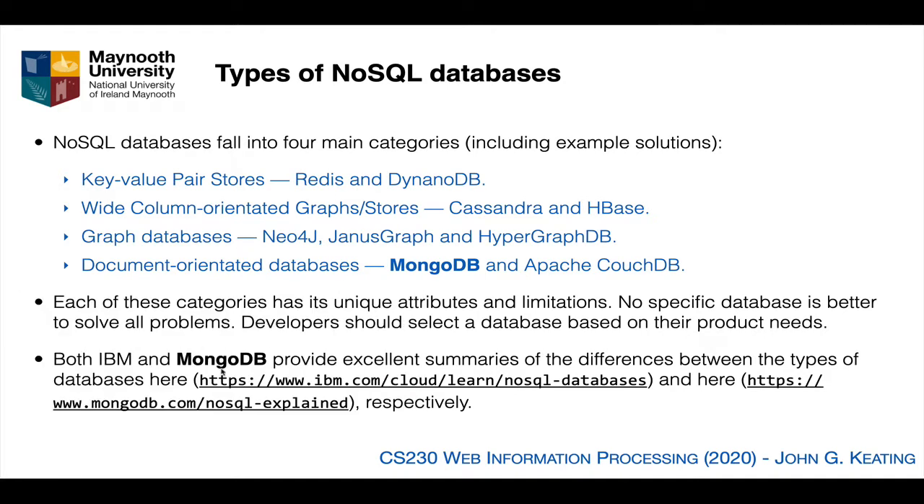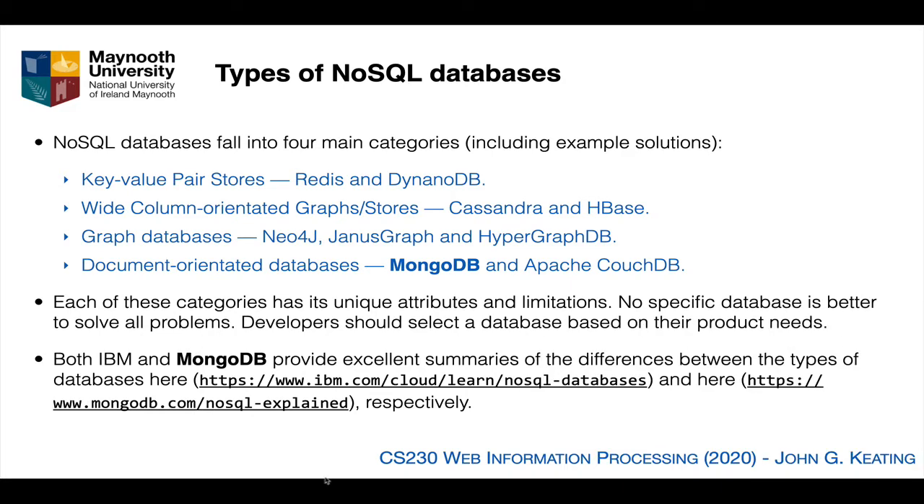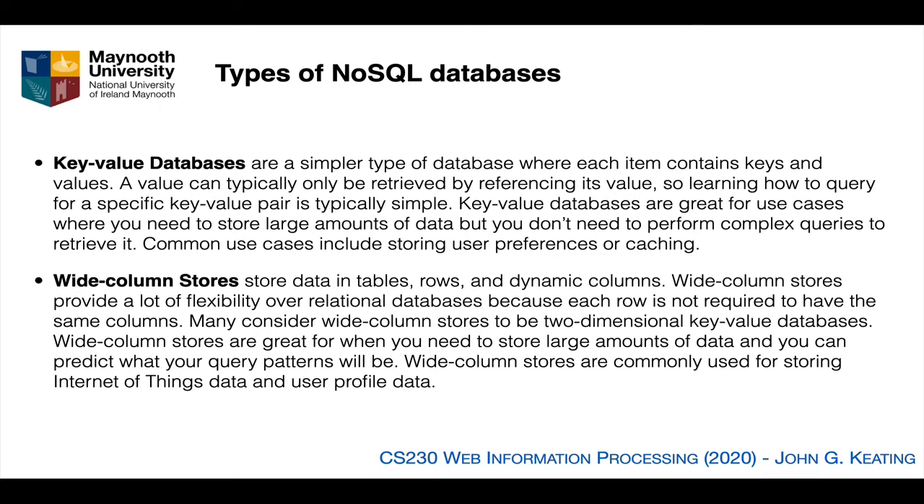IBM and MongoDB provide really excellent summaries of the differences between all of these types of databases. And I've given you some links here and here so that you can have a look at them yourself if you want to review some of the work that you may have seen in earlier database courses. They're nicely written. I've used some of them to make the summaries here myself. Okay, so let's quickly go through them.